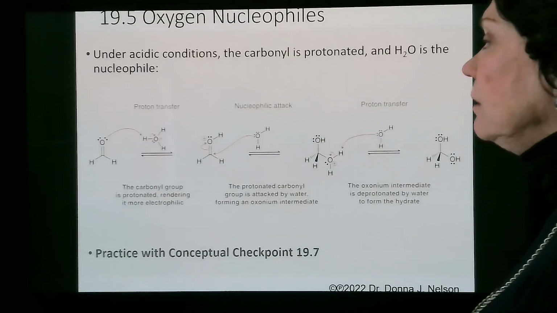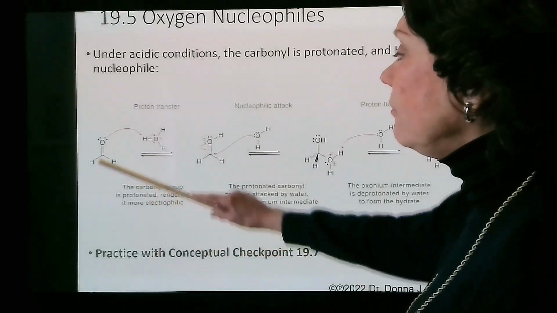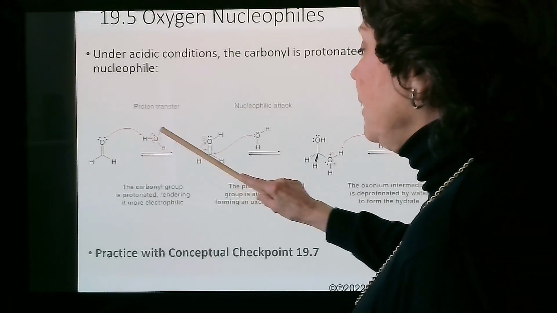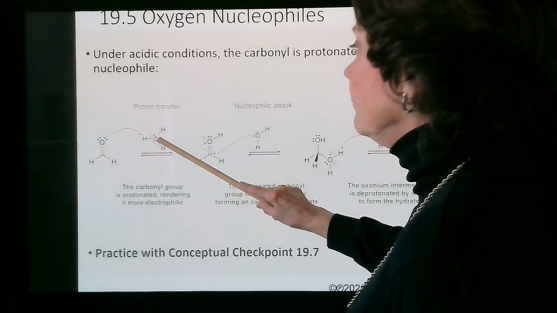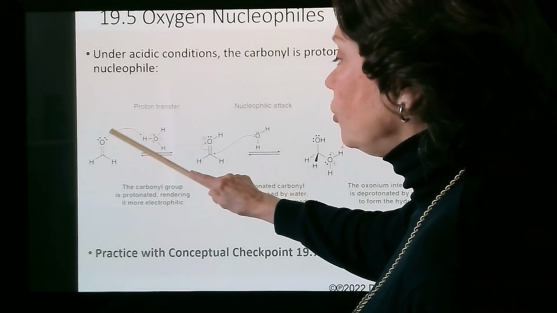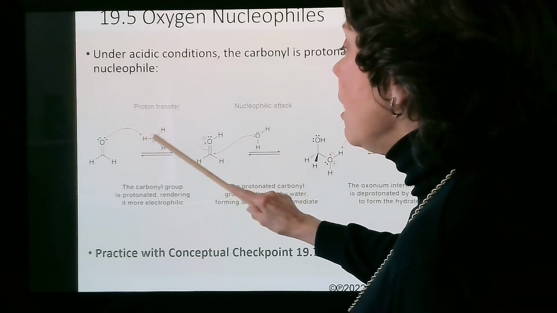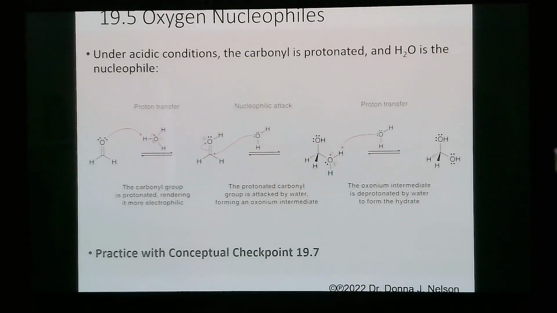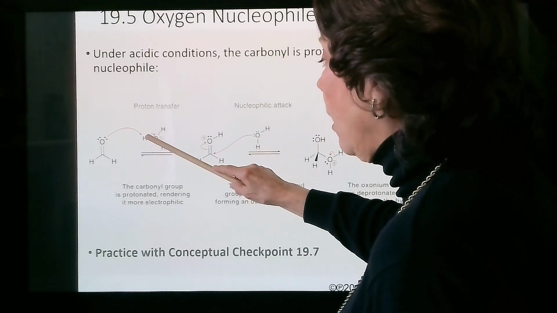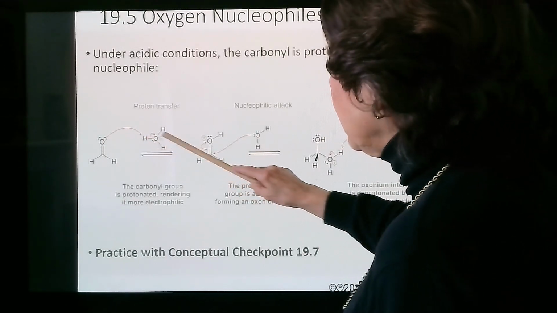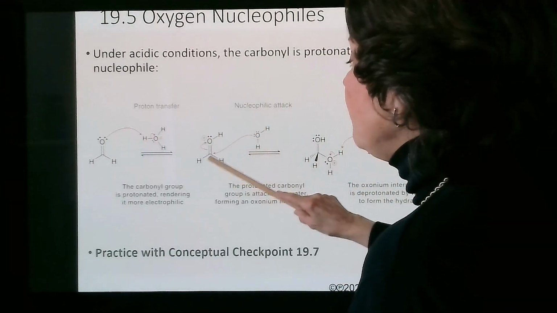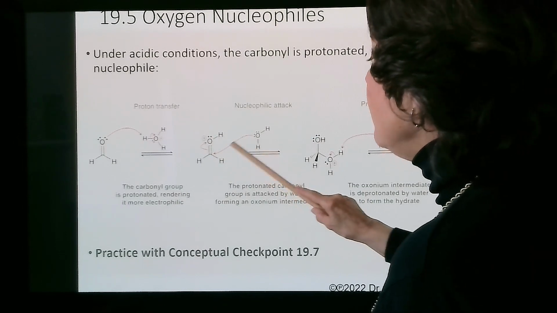Under acidic conditions, you have the carbonyl, which is protonated by the water, which is bearing a proton. A non-bonding pair of electrons on oxygen picks up a proton from the water, and so now this generates the neutral H2O. And so you have the protonated carbonyl compound.